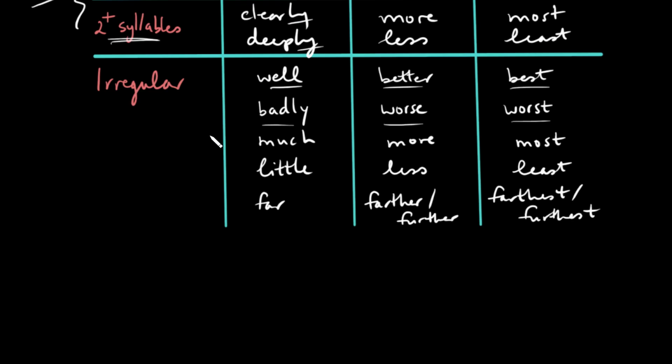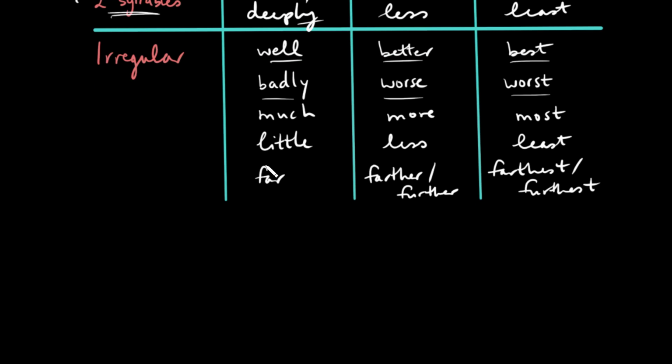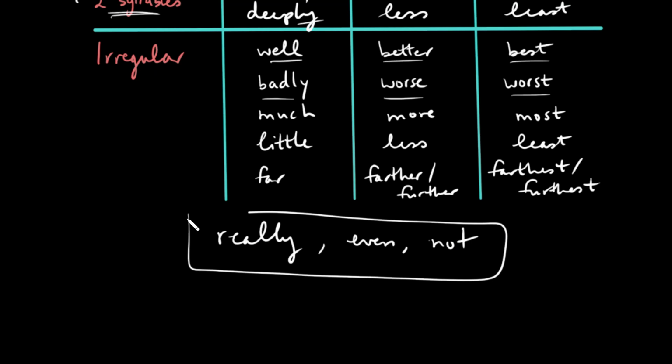And then the final category, which is not on the chart here, consists of adverbs that don't have a comparative or a superlative form. And there are probably more of these with adverbs than with adjectives. A few examples would be really, okay, even, or not. These are adverbs that simply cannot be compared very easily. You can't really say more really, or realliest, or more not, or least not.